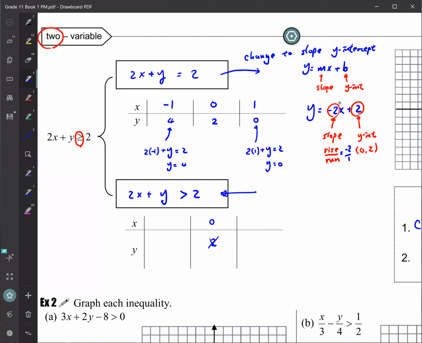I put 0 into the x, right? 2 times 0 plus something has to be bigger than 2. What will the y be? What do you think? What number will work? 3? Yeah, 3 can work, right? Because 3 is bigger than 2. Anything else?